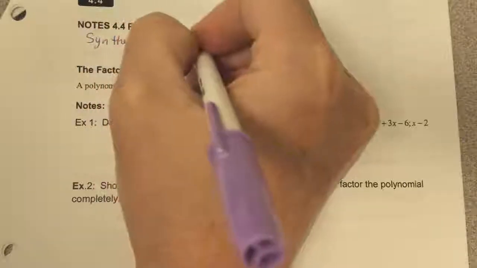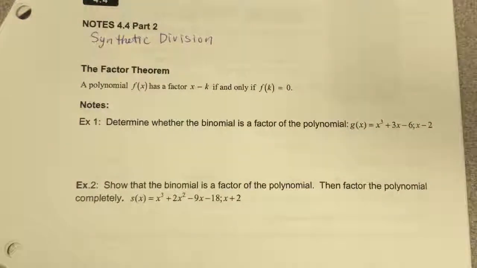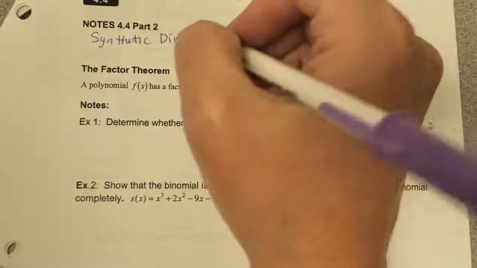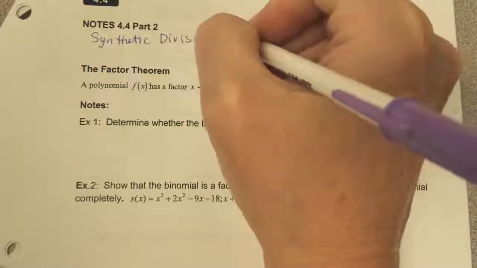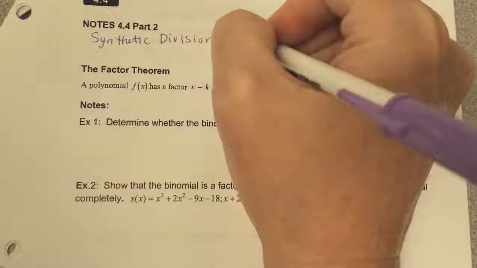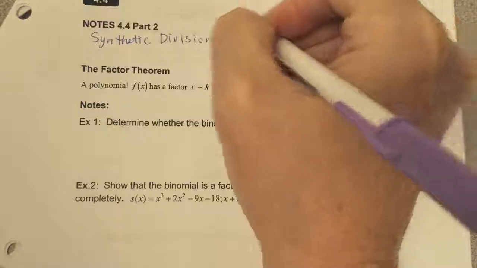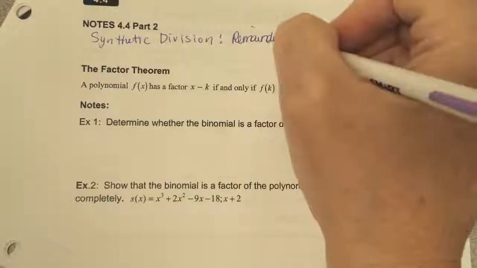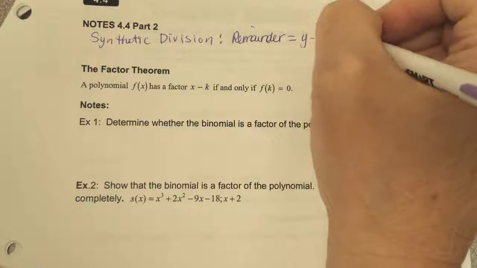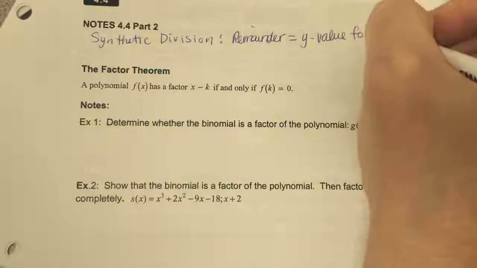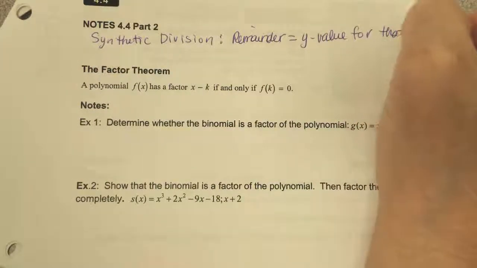what does synthetic division tell us when we find that remainder? What does it tell us? What's the remainder the same as? Nobody knows? The remainder is the same as the y value. So when we do synthetic division, the remainder is equal to the y value for that x.